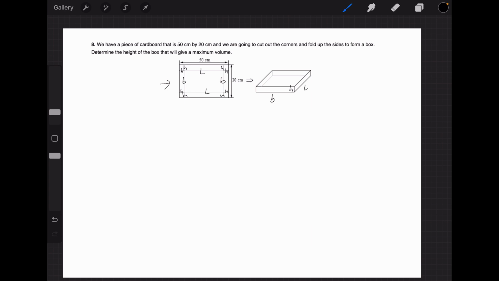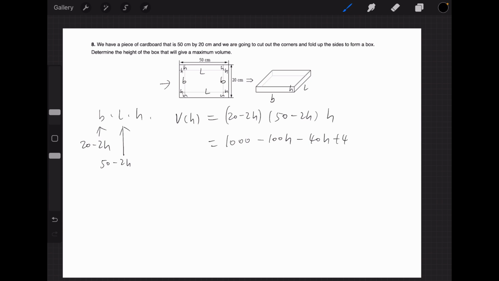As we know, the volume formula for a box is B times L times H. The B in this case would equal 20 minus 2H, L would be 50 minus 2H, and H would just be H. Therefore, V of H equals (20 minus 2H) times (50 minus 2H) times H. That will give us (1000 minus 100H minus 40H plus 4H squared) times H, which gives 4H cubed minus 140H squared plus 1000H.